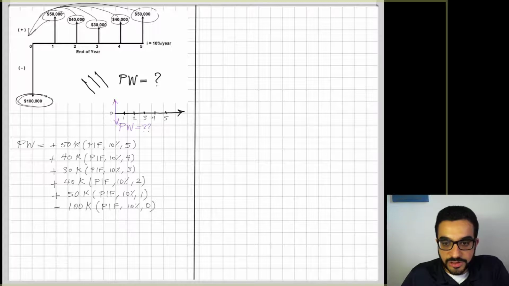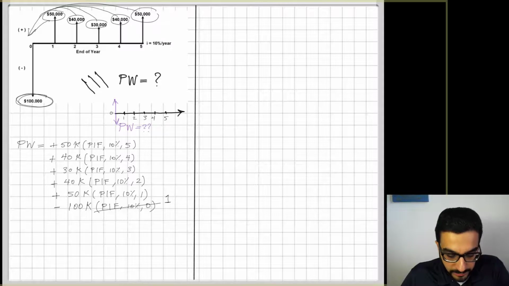And I have to pay attention here that it is negative 100k, P given F 10% and 0, because it is in the present and I want its value in the present. So this factor will be 1, because P given F is 1 plus i, so 1.1 in this case, to the power negative n, and n in this case is equal to 0. So anything to the power 0 is equal to 1.